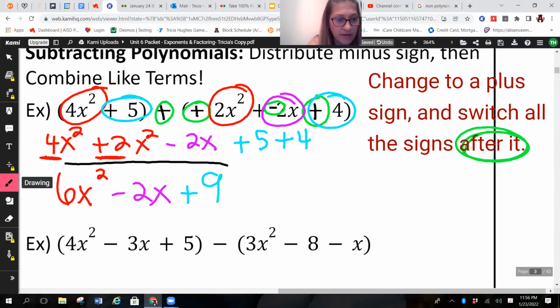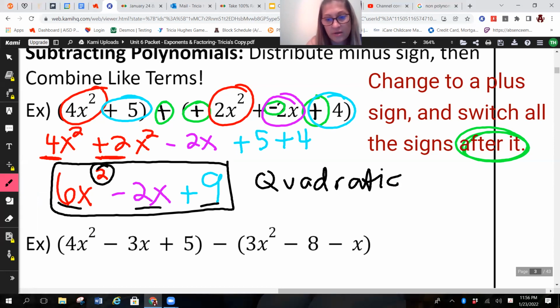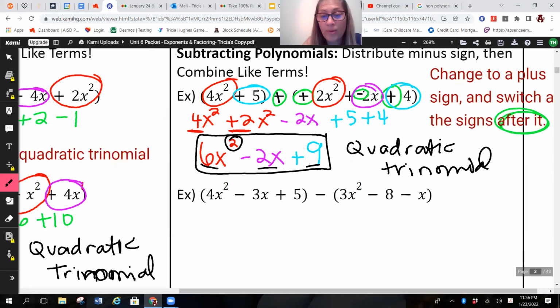Yes, y'all are right. This is it. There are 3 terms. The highest exponent is 2. That's a quadratic trinomial. I'll do one more problem.